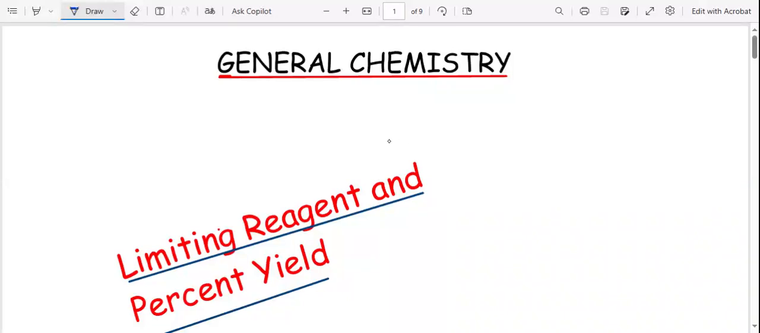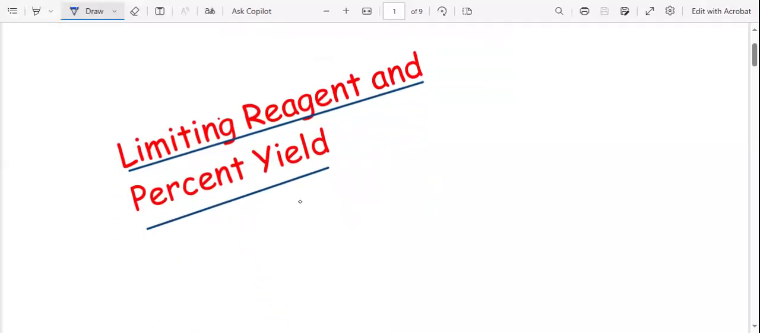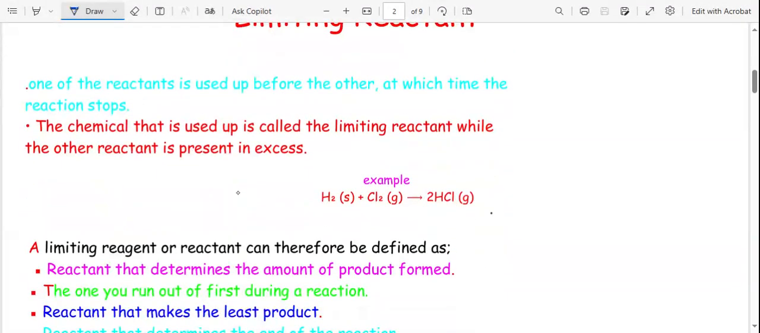All right. Okay. So we are talking about now limiting reagent and percentage yield. So this is stoichiometry. We'll look at how to find the limiting reagent, how to calculate percentage yield, and also other things. Okay, so let us get started.